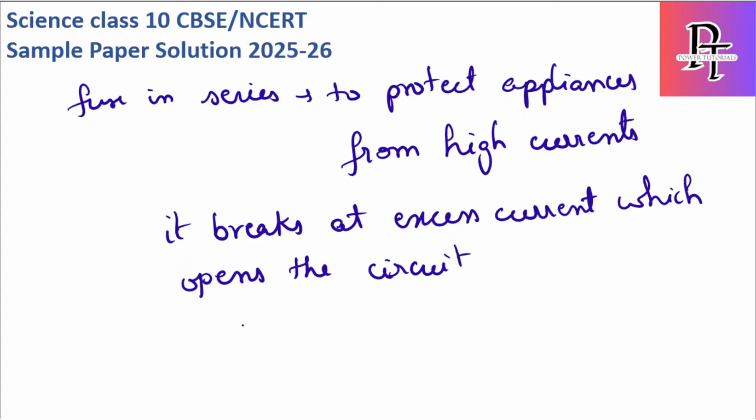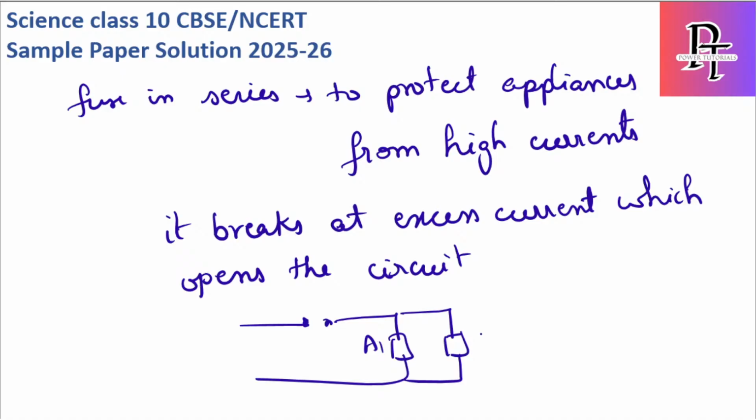Now the same circuit becomes something like this. This is appliance 1 and this is appliance 2. Both these appliances will be safer. Why? Because this circuit got opened, and there is no current flowing through this. So that's the first explanation.